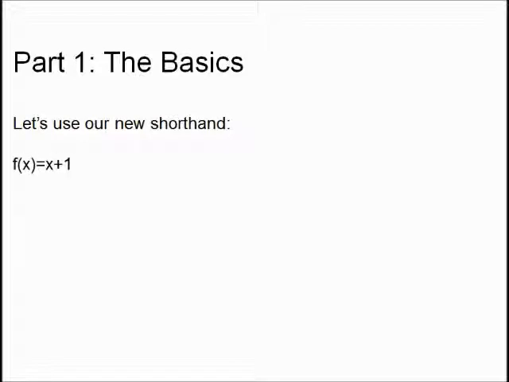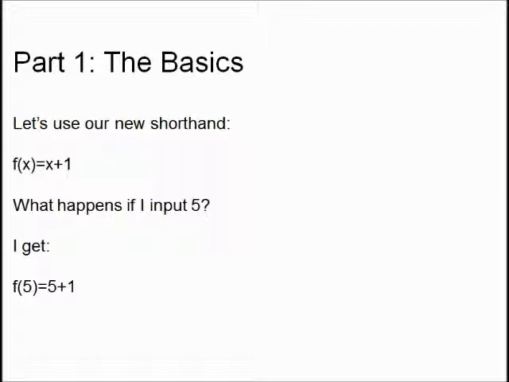Now that we've shorthanded everything, what happens if I input 5? Well, if I plug 5 in instead of the placeholder, where the input was being denoted by an x, I'm actually going to put an input in, and it's going to be the number 5. So I input 5 into my function, and I get f of 5 equals 5 plus 1, f of 5 equals 6.